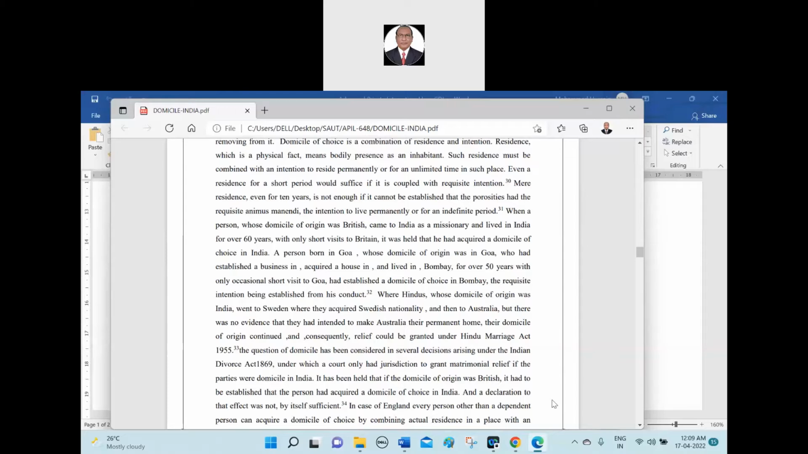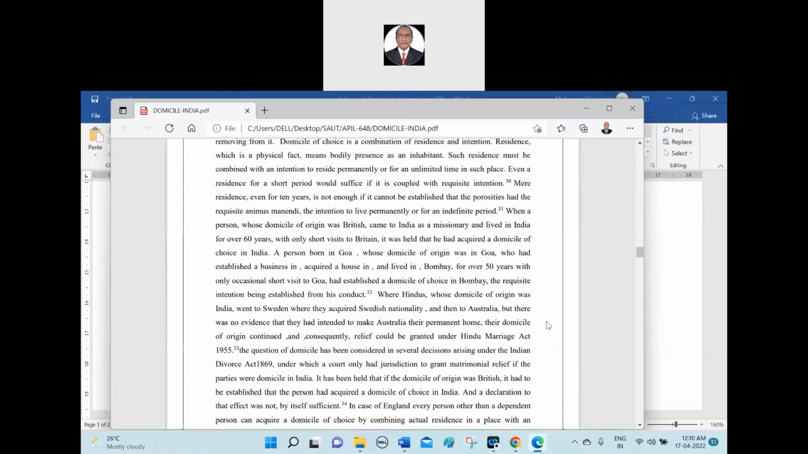But I already told you, Goa and Bombay do not signify the domicile, because Goa and Bombay both are in India only. So domicile always represents the country.